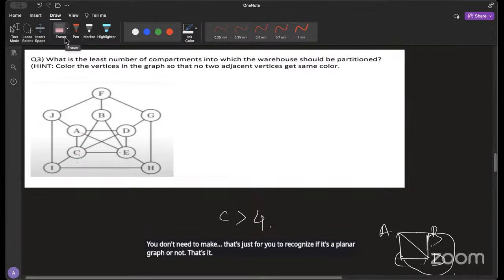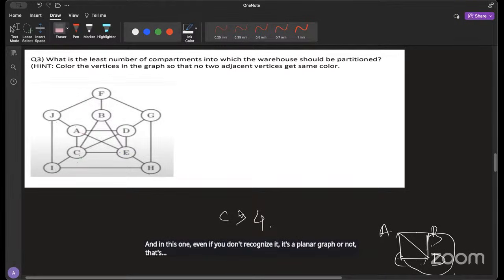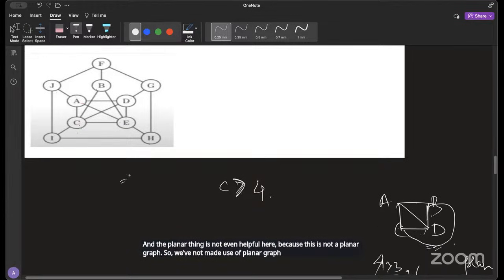In this one, even if you don't recognize if it's a planar graph or not, it doesn't help. The planar property is not even helpful here because this is not a planar graph. So we've not made use of planar graphs anywhere in this question.